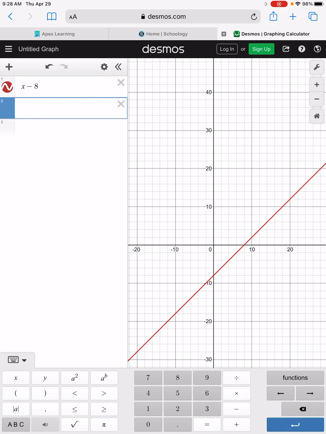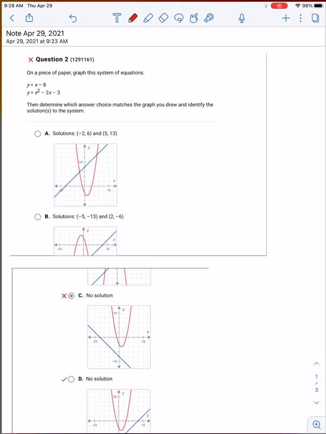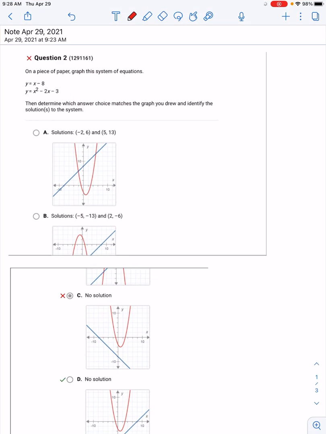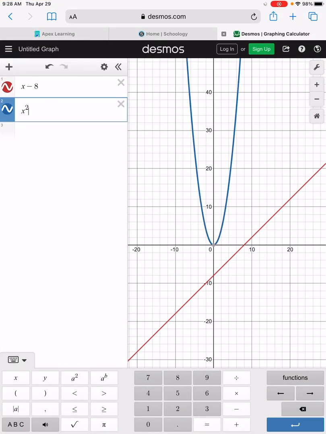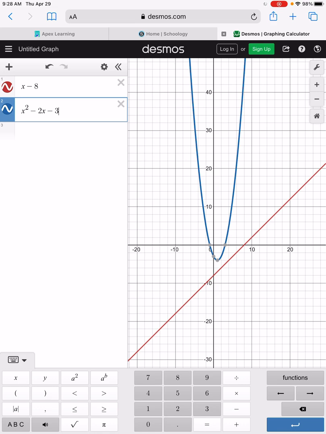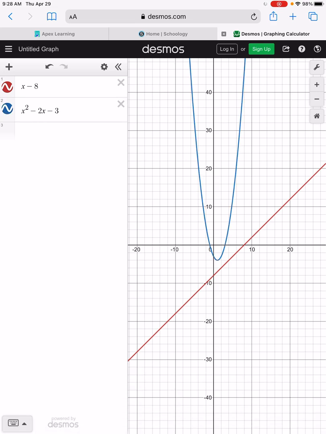And then I'm going to have a new equation. I'm going to go back here. x squared minus 2x minus 3. Okay, so type this into Desmos, x squared minus 2x minus 3.